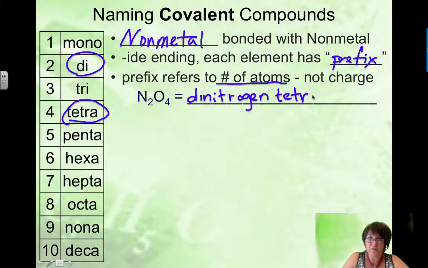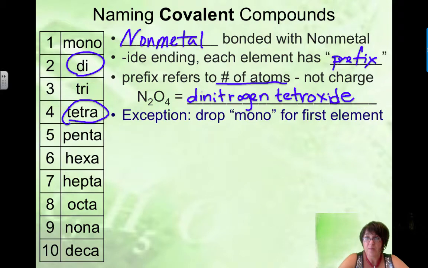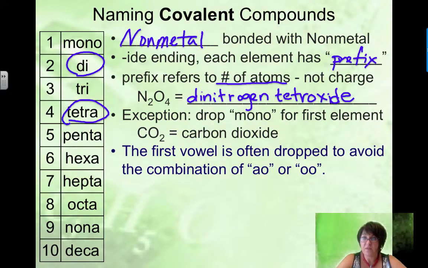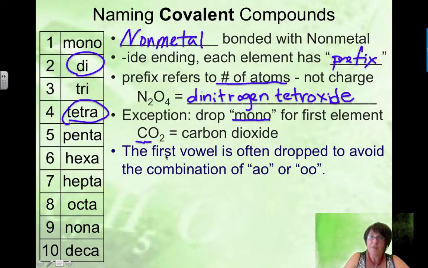This is tetroxide, and if I have 2 vowels together, I'm going to drop the first vowel. If you have a combination of AO or OO, drop the first vowel. You'll also drop mono for the first element. Like this one has only 1 carbon, so we don't call it monocarbon dioxide, just carbon dioxide. You can't drop mono for the second element. Like here, this is not called carbon oxide. This is carbon monoxide. Keep the mono on the second one.